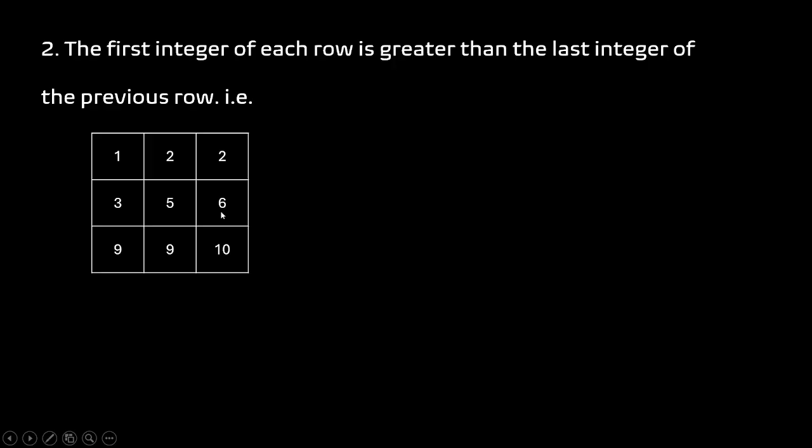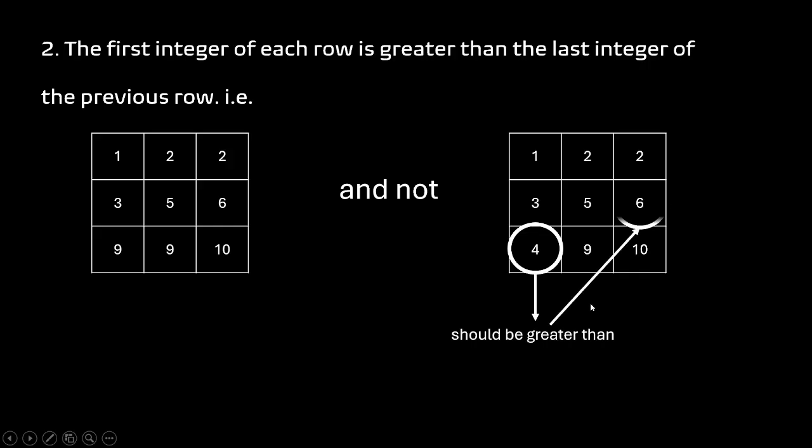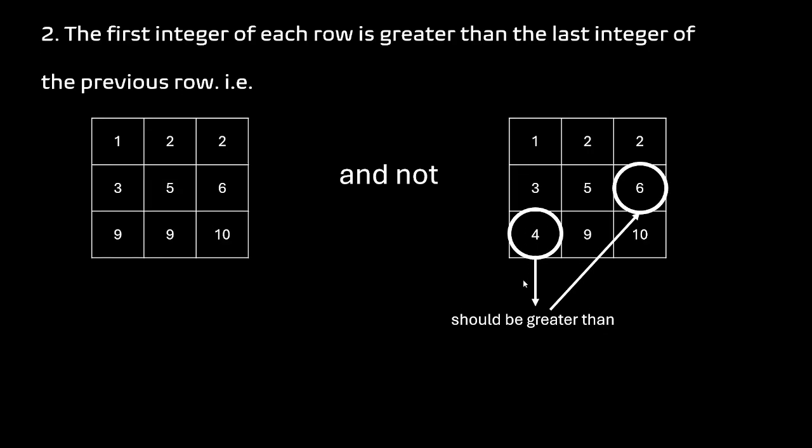And how should it not be? The matrix should not be like this. Why? Because here 4 should be greater than 6, right? We shouldn't have 4 over here. This 4 is actually lesser, right?